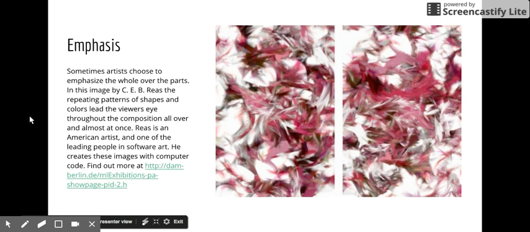Sometimes artists choose to emphasize the whole over the parts, or maybe there isn't any emphasis at all. In this image by C.E.B. Reyes, the repeating patterns and shapes and colors lead the viewer's eye throughout the composition, all over almost at once. You don't tend to get caught up in any one particular place. You just move around the image.